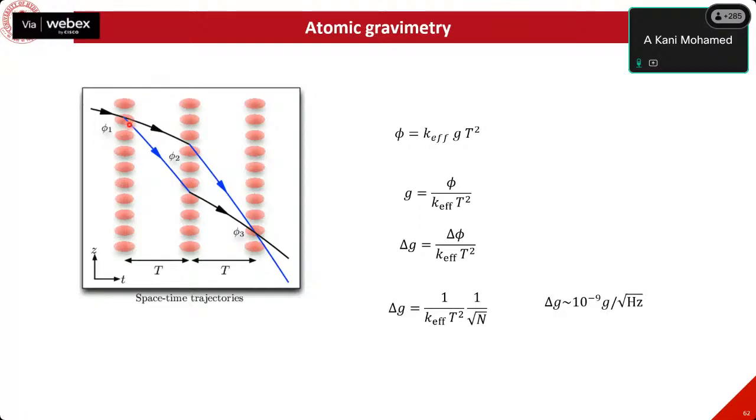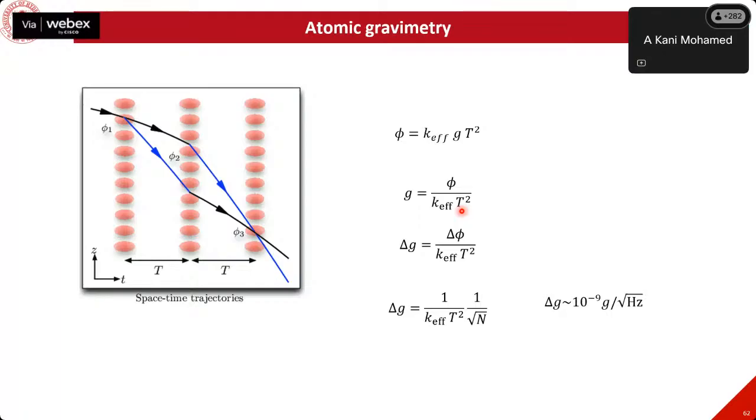the effective k of the photon, because it can be of different frequency. So we use an effective k vector. g into t squared, where t is the time of the pulse sequence that we used. So just by measuring the phase difference between the two arms through the atomic interferometry technique, we can estimate the acceleration of gravity. It's nothing but the phase difference divided by the effective k vector and t squared, that pulse sequence time.